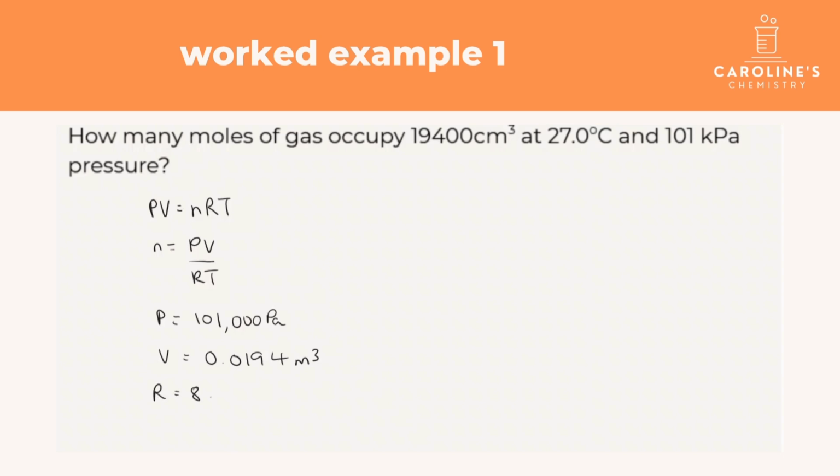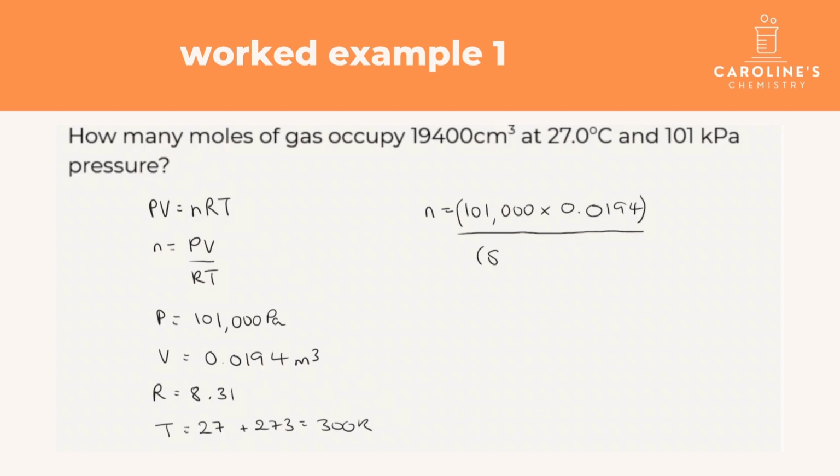Then R, 8.31, the ideal gas constant, and temperature, we'll take the 27 degrees Celsius, add 273, and that gives us 300 Kelvin. Now we're ready to substitute into our rearranged equation. So n is equal to 101,000 times by the 0.0194. I advocate using brackets on your calculator, otherwise you might end up with a calculator error. And then divide that by 8.31 times by 300.